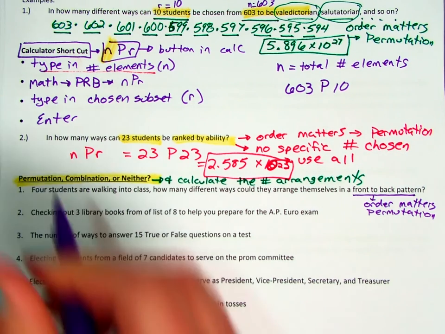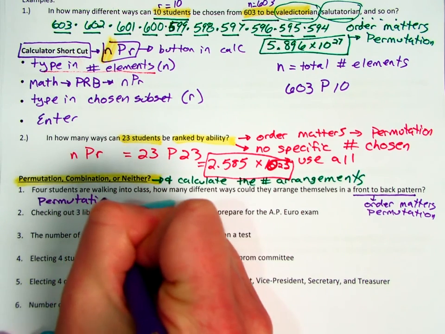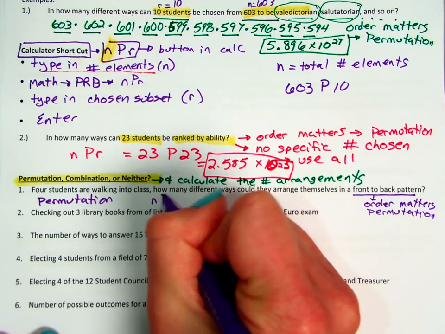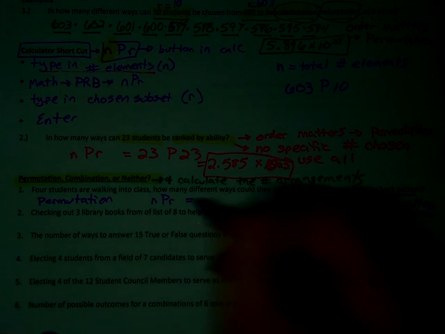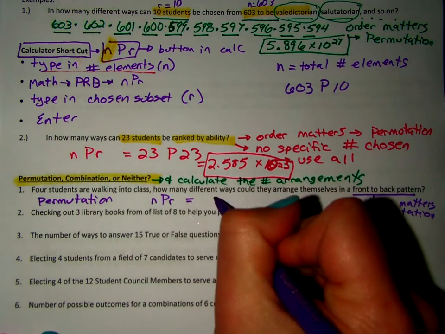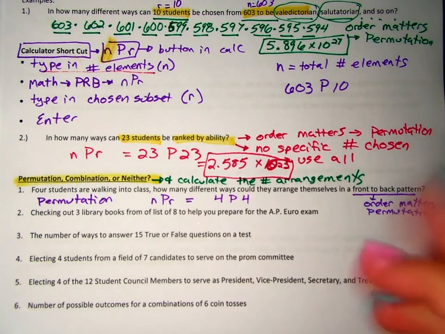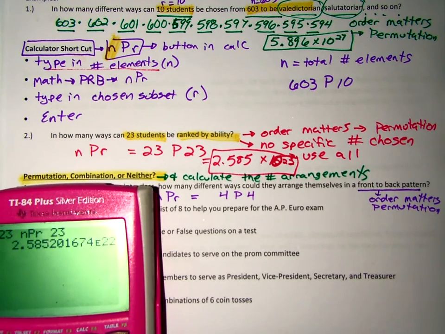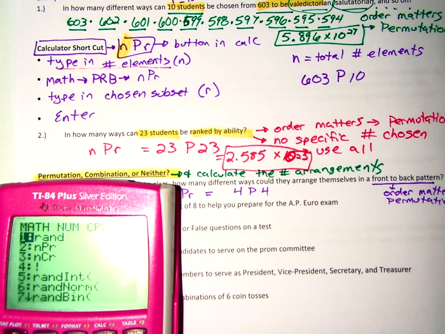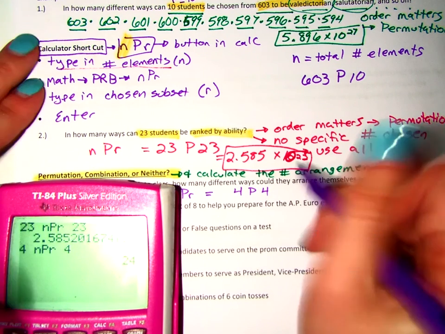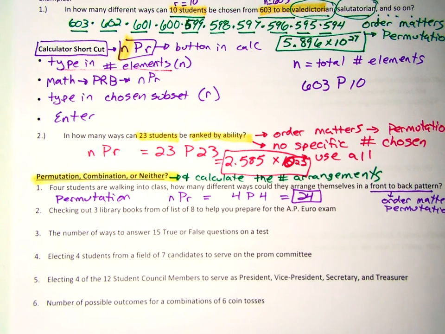Okay, so my first answer would be that this is a permutation. And then we need to do nPr. So 4 students are walking into the classroom. That tells me that 4 is the total number, and we're arranging them all back to front, so 4P4. So then we have to go to our calculator and type that in. So 4, math, 4. So I got 24 as my answer. Okay, let's read the next one.